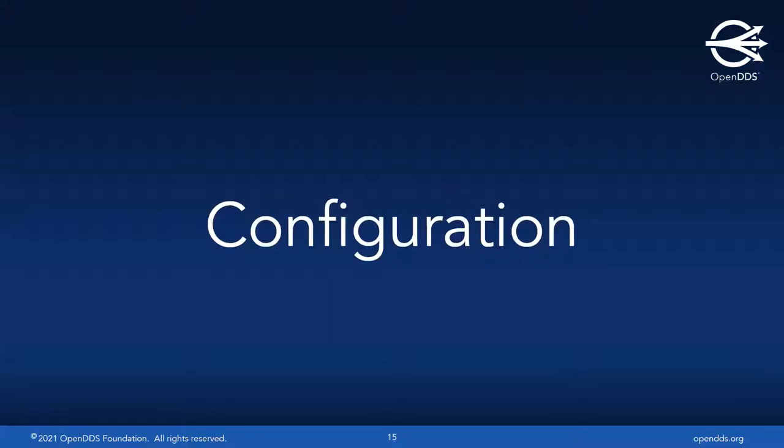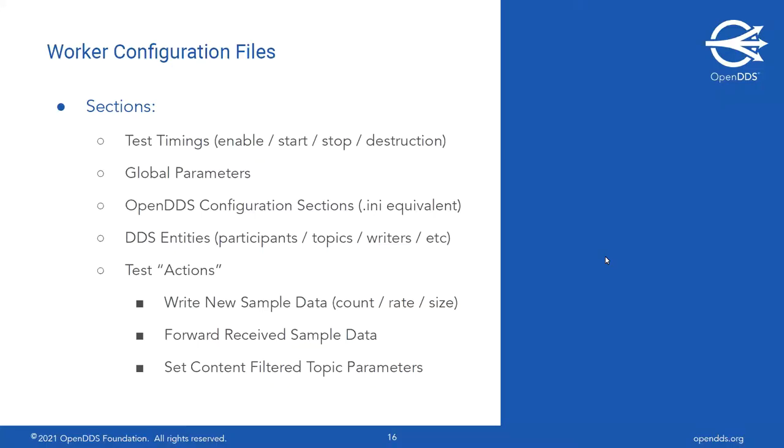To understand a bit more about how these processes work together, let's take a quick look at how we configure things. First, we have the worker configuration files. These are pretty large because they're dictating all the behavior of the DDS test process. I'll show some examples in a second, but I just want to talk about the sections briefly so you'll understand what you're looking at when we look at the JSON.